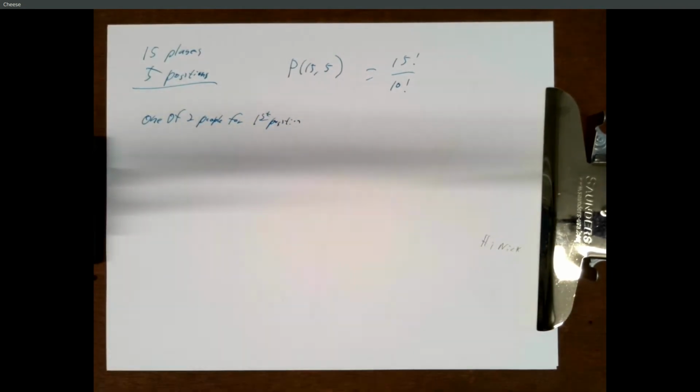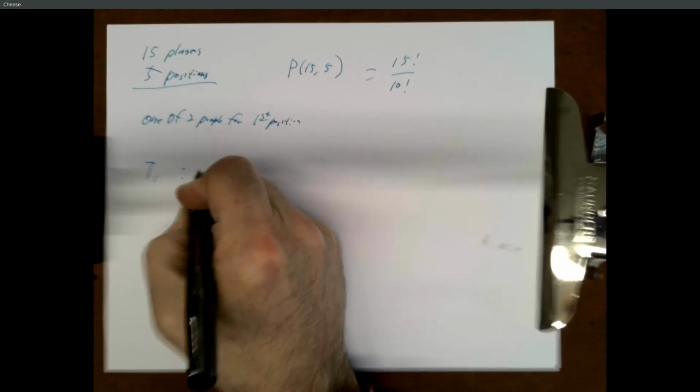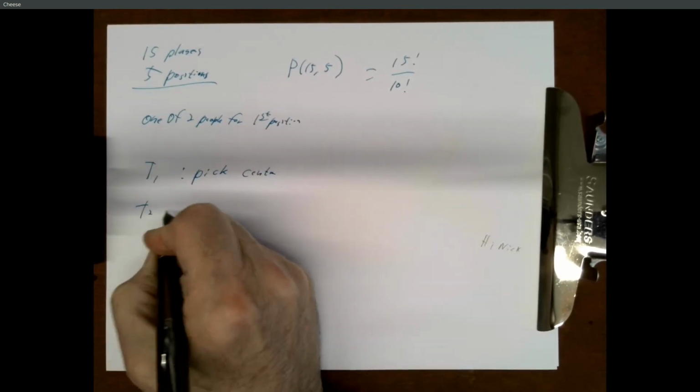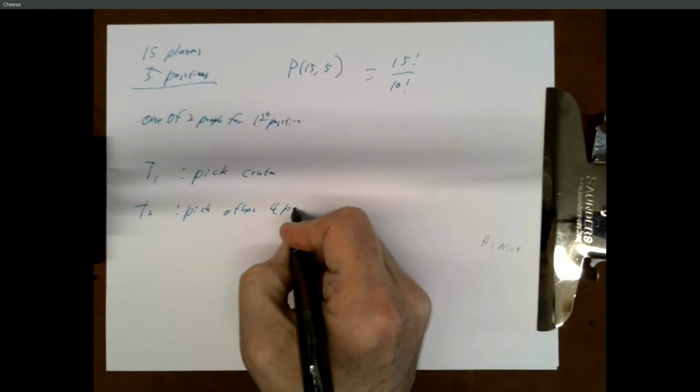So let's just say the first position has to be one of 2 people. Okay, go back, product rule, sum rule, right? The task of filling in the roster for this basketball team is a succession of 2 tasks. Task 1, pick the center. Task 2, pick the other 4 positions.